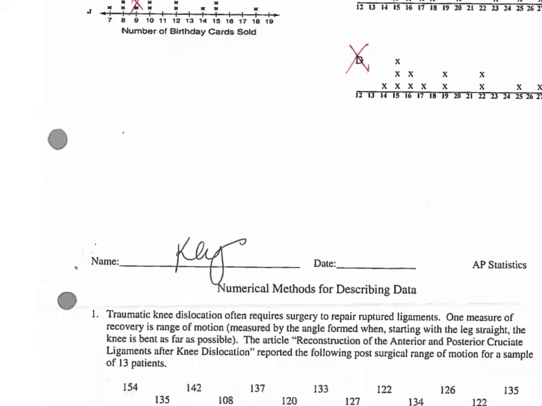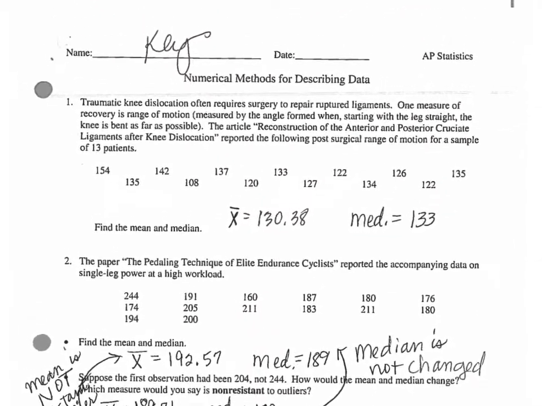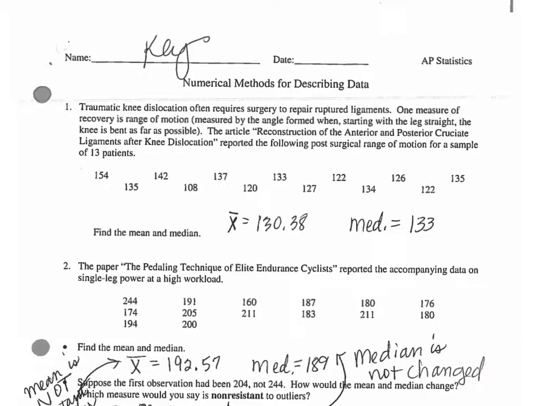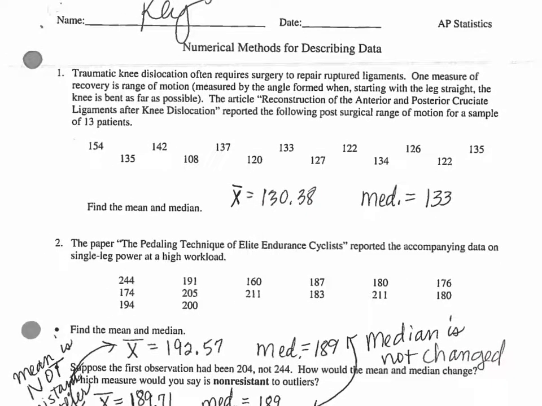Okay, so let's go on to page 8. And then on this page, I'm also going to be showing you a way of doing standard deviation on the calculator. So here, the first problem, the mean, this is just can you calculate? The mean was 130.38 and the median was 133.